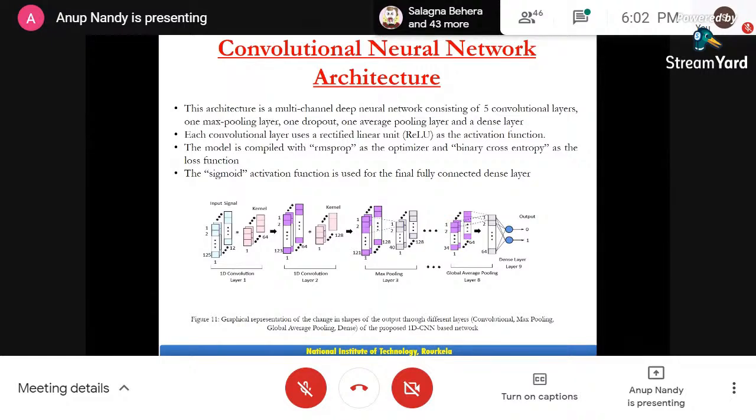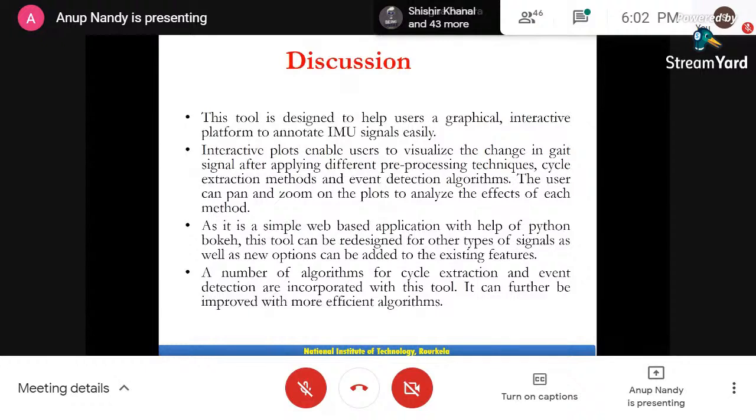So these are the things that we have done. This tool is basically designed to give users a graphical interactive platform to annotate the IMU signal easily. These interactive plots enable the user to visualize the different changes they would like to perform in the signal. After applying the different pre-processing techniques, the user can pan and zoom to analyze the different effects. It is a very simple web-based application using Python. This tool can be redesigned for any other type of signal. It is not restricted to the IMU signal.